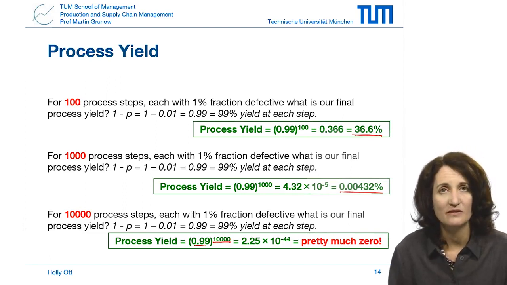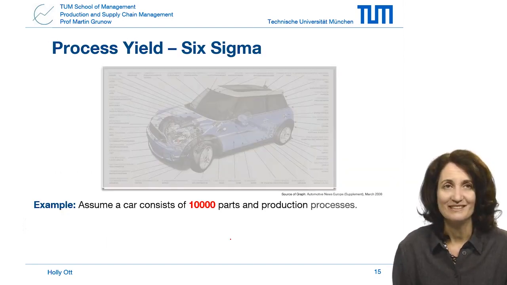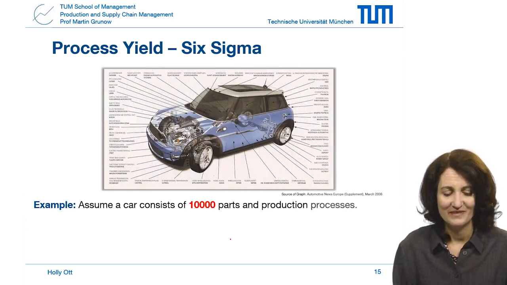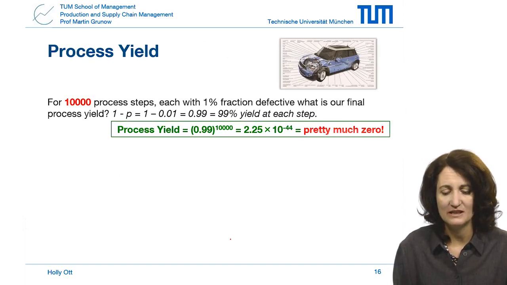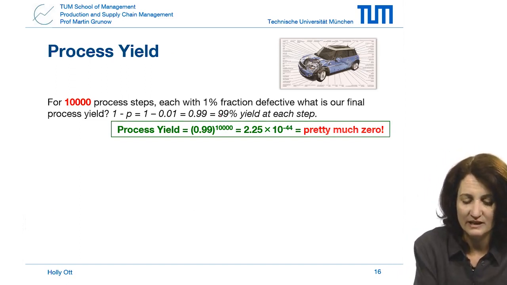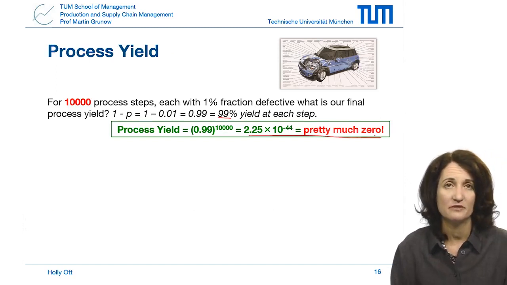Now, why is this relevant? What could this be? Well, since we work in Bavaria, assume a car consists of 10,000 parts or processes. Let's look at this. For 10,000 process steps, each with 1% fraction defective, each with 99% yield. So we just said, you don't get any cars out.